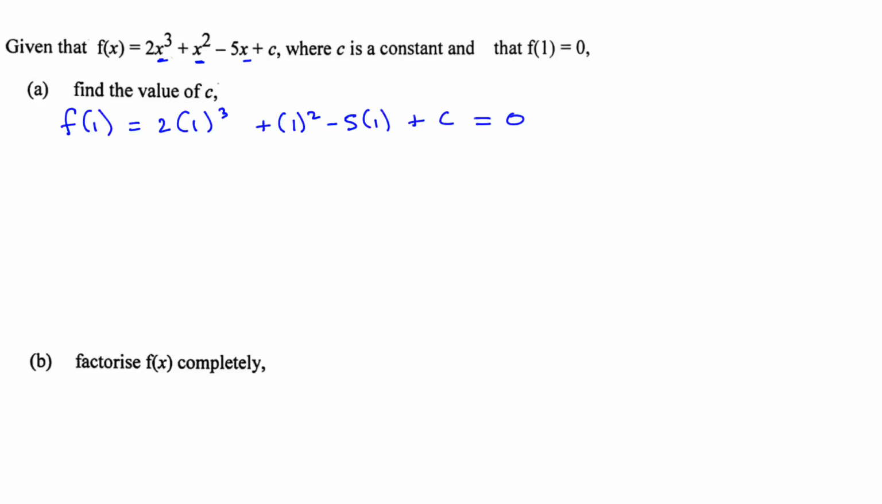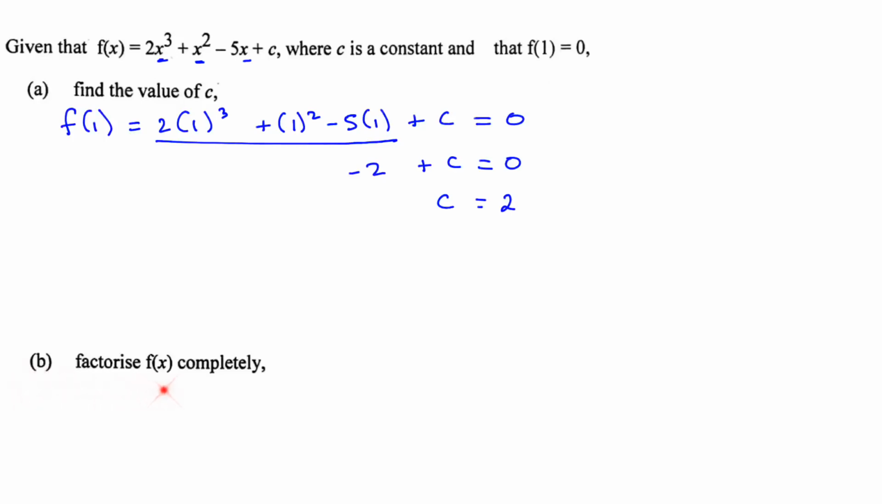The reason it is equal to 0 is that it is a factor. Put this in the calculator and you will get negative 2 plus c is equal to 0. When we bring the negative 2 to the other side, it will be positive 2. So c is equal to 2.